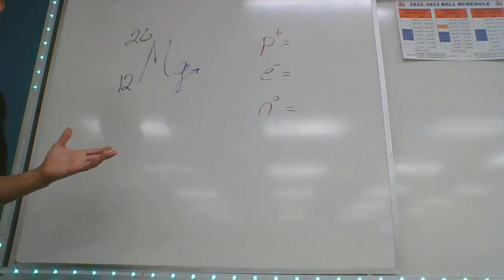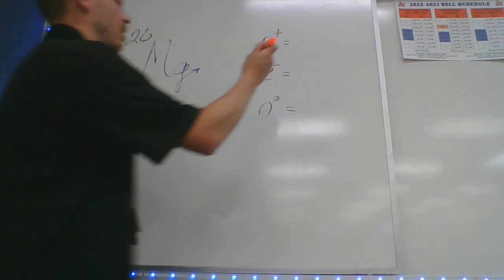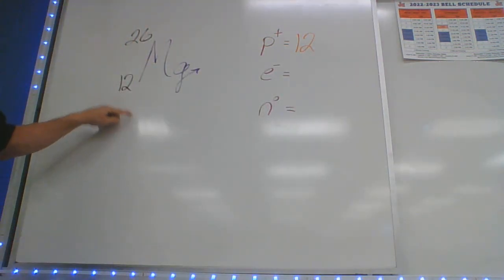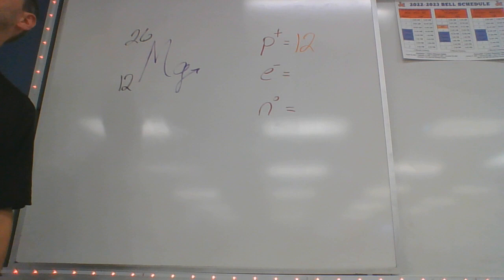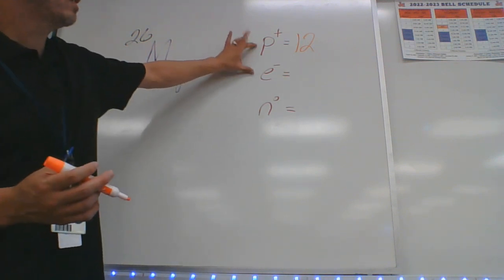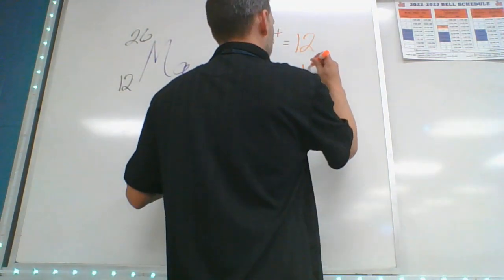Anybody? 12, right? Atomic number's on the bottom. So this sample of magnesium has 12 protons. How many electrons does it have? Also 12, because our rules state that these two values are currently equal.